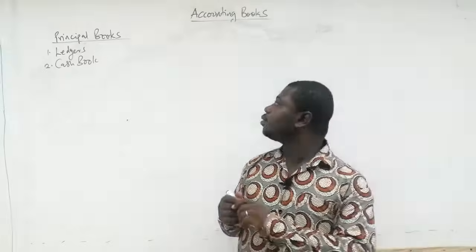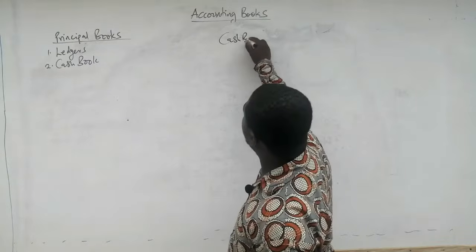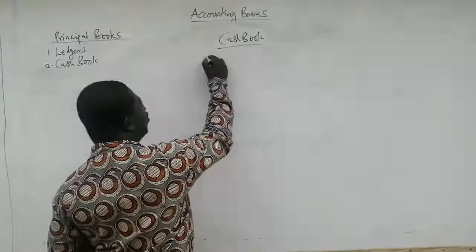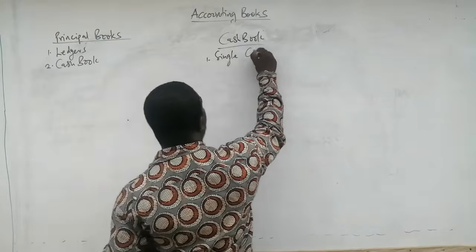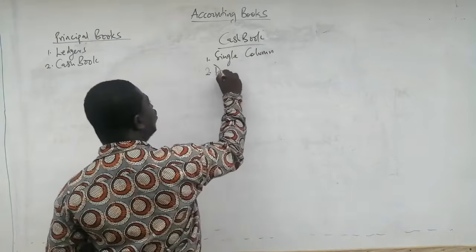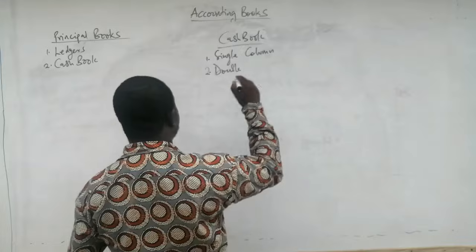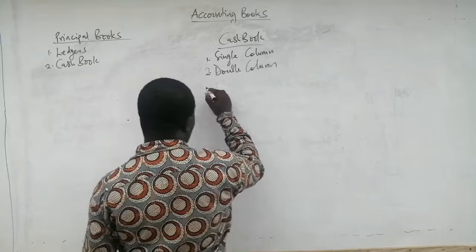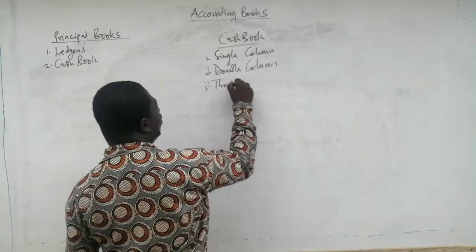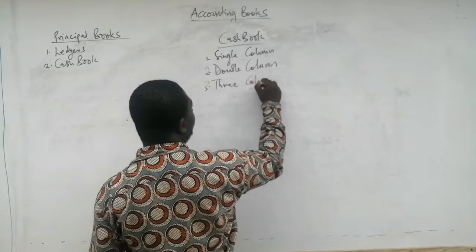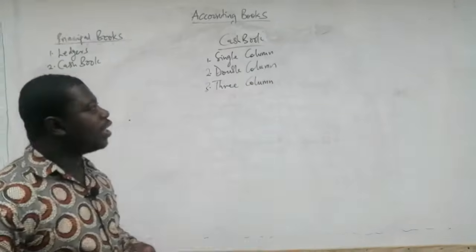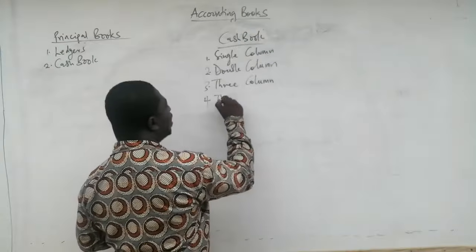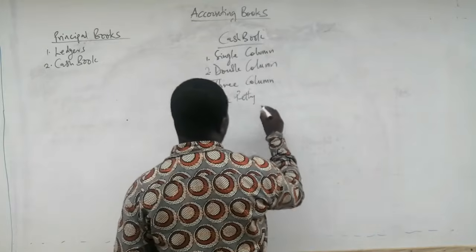And then the cash book. So we'll look at the cash book as well. Now the cash book, we have the single column cash book, and then we have the double column cash book, or what they call the two column cash book. And then we have the three column cash book, or the triple column cash book. Now, we even have a fourth cash book called the petty cash book, which is also a type of cash book.